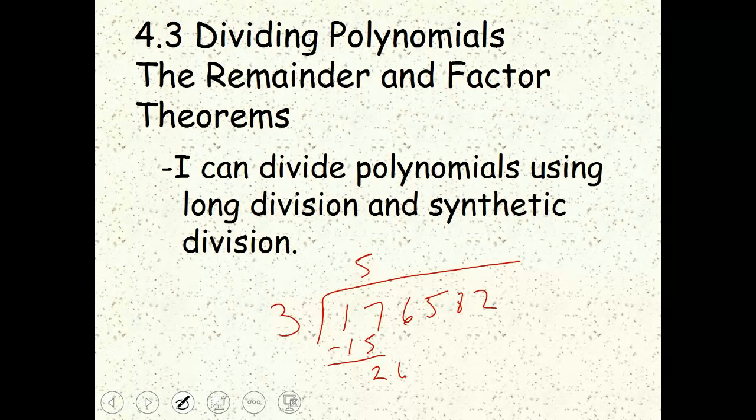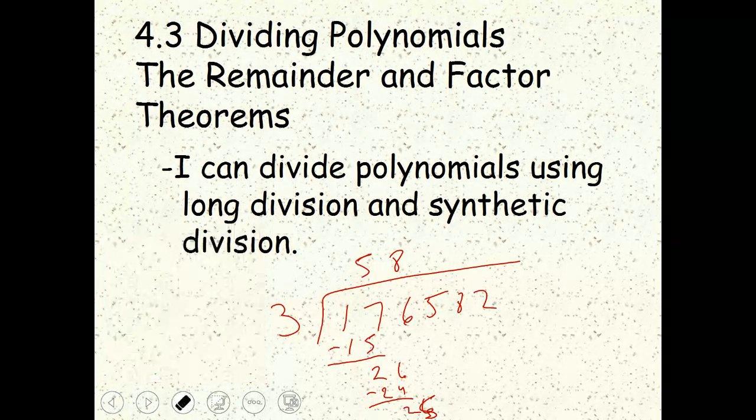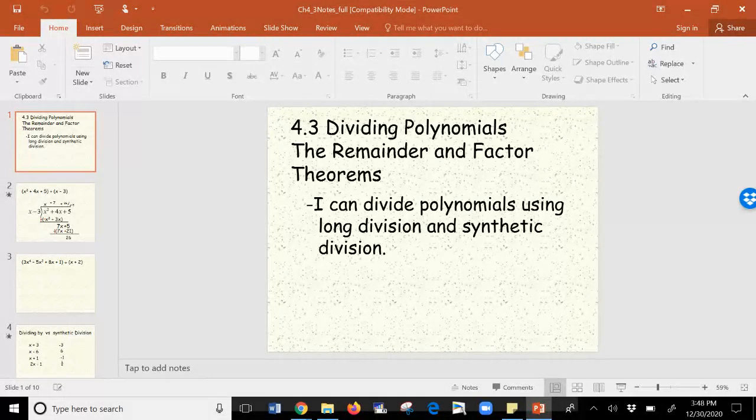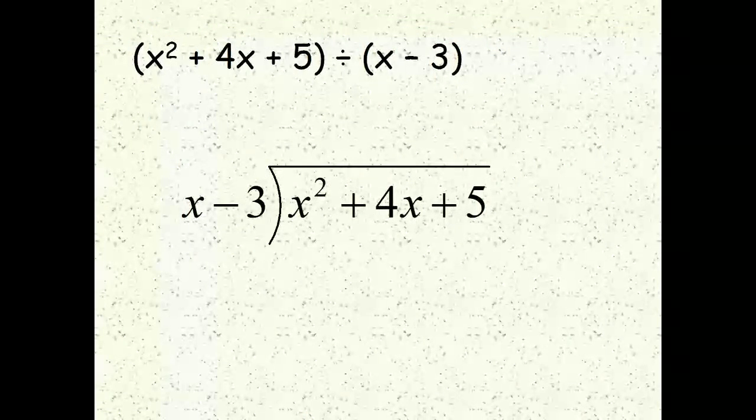3 goes into 26. Let's see, 8 times. 8 times 3 is 24, and so forth. You keep on doing that. You subtract, and then you bring down the next thing, and so forth, or the next thing is a 5. And then you keep on going until you're finished and you have a remainder. It's very similar with polynomials, except they're polynomials, so they act a little bit different.